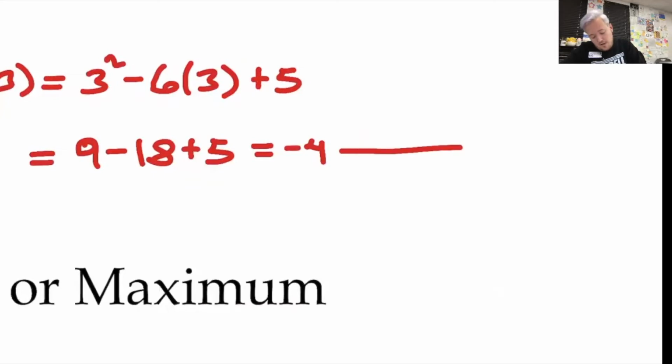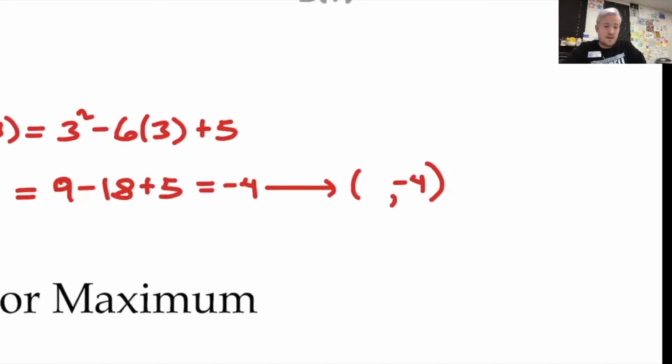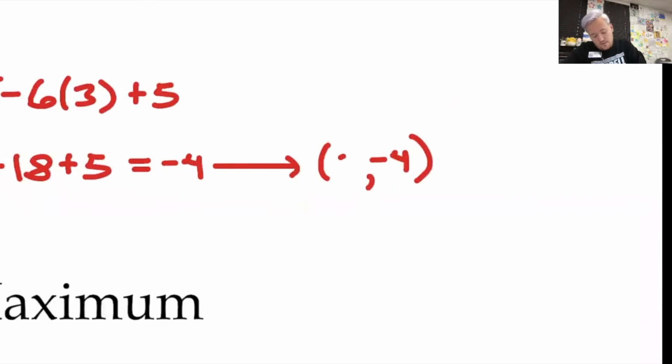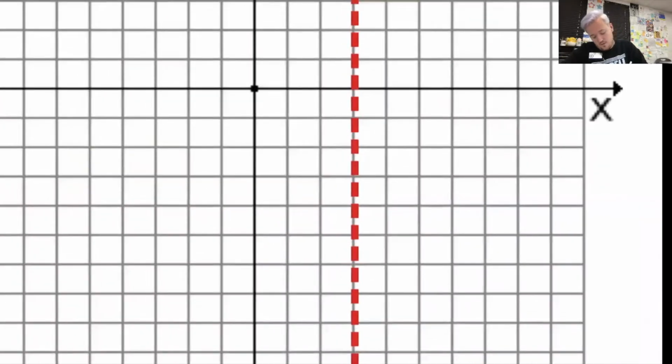So what this implies is we just found the y value of our vertex. We know it's going to be something comma -4. Now the x value is from our AOS over here. That x equals 3, that's your x value. So we know we're going to have a vertex of 3, -4. All right, so I'm going to go plot that point. So here's our vertex.